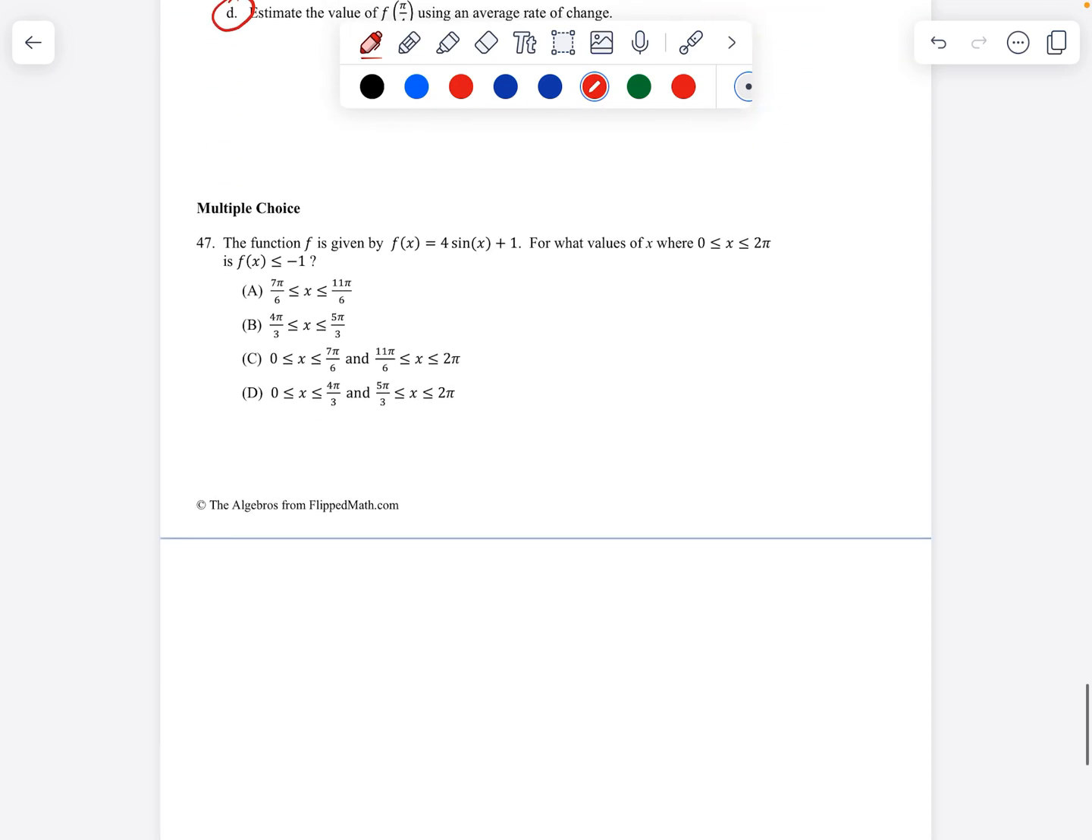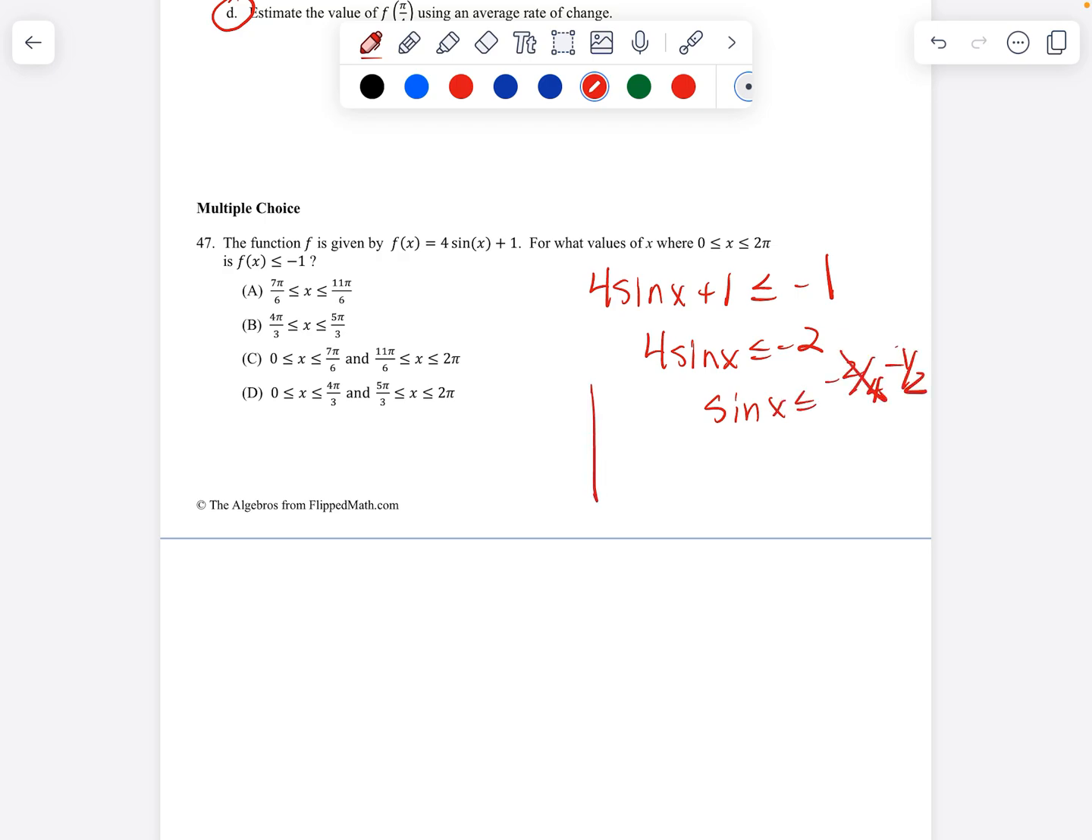And then there's a multiple choice one. Here's an equation. For what values of x is f of x less than 1? So we're setting this up as less than or equal to -1. So if we solve this, that's -1/2. So we know our sine is -1/2. So that's pi over 6. So this is 7 pi over 6 and 11 pi over 6. And we want to know when it's less. Well, it's less down here, right? Our y values would be less. So that is letter A.